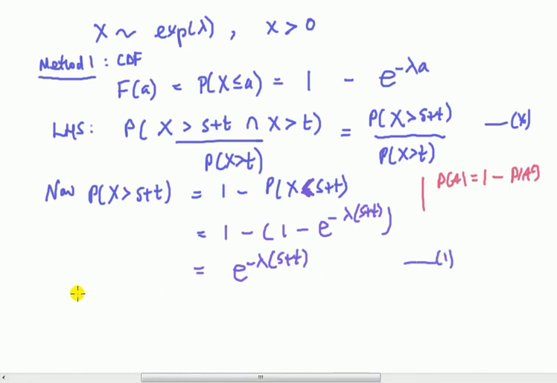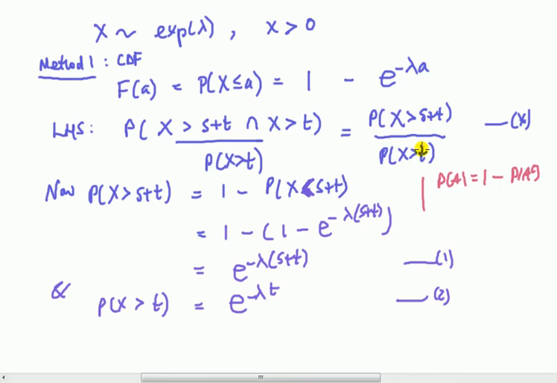Call this 1. So that's the top bit evaluated. The second bit, you can just look at the pattern and see it's the same. Look, this is bigger than a number. It's going to be e to the minus lambda and that number. So therefore the bottom part, the probability x is bigger than t, is just going to say e to the minus lambda t, 2.